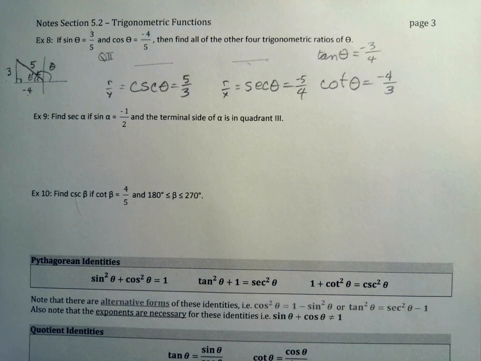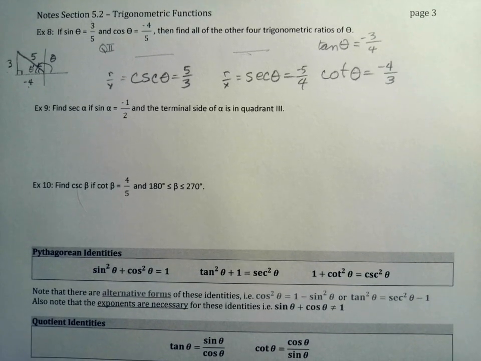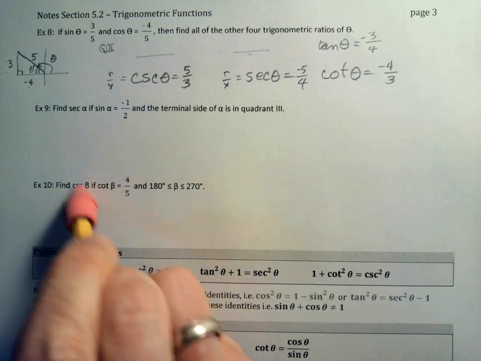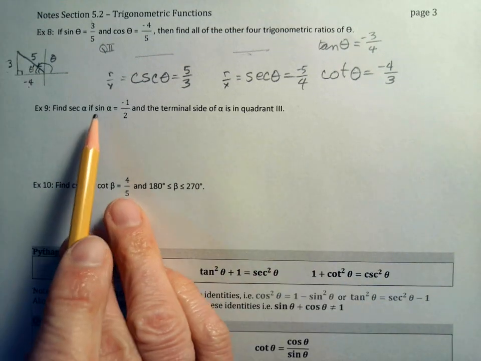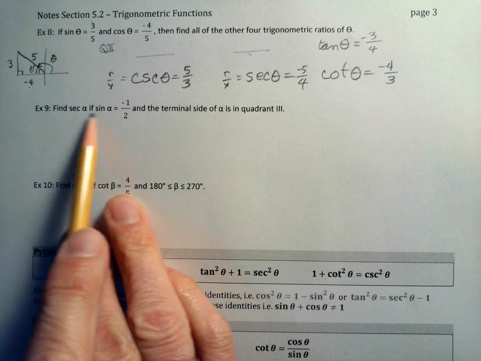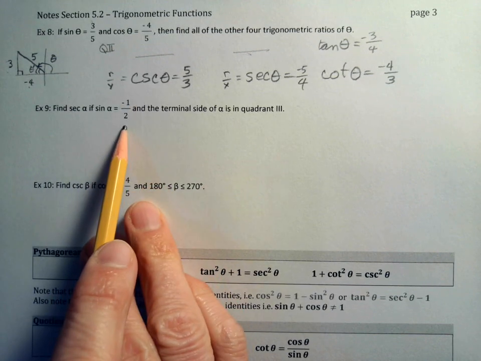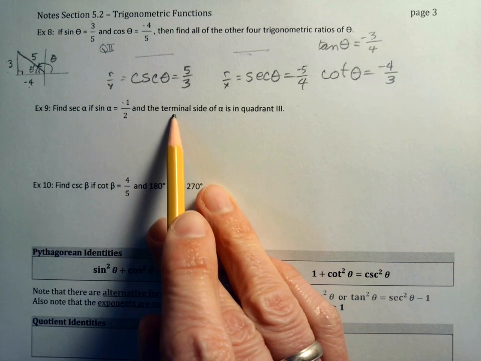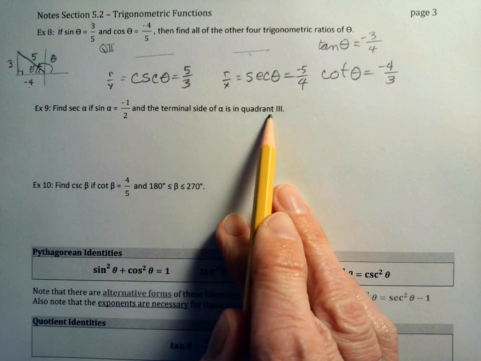All right, example 9. Find secant alpha if the sine of alpha, so alpha is just another Greek letter. Remember, we use a couple of different Greek letters: theta, sometimes alpha. In example 10, you'll see that we're using beta. So secant alpha, that's the angle. Sine alpha is negative 1/2. Negative 1/2 means we're either in the third or fourth quadrant. It tells us, in this case, that the terminal side is in the third quadrant.